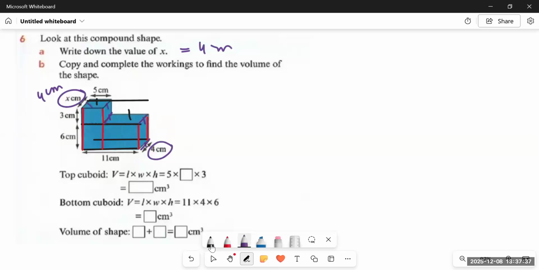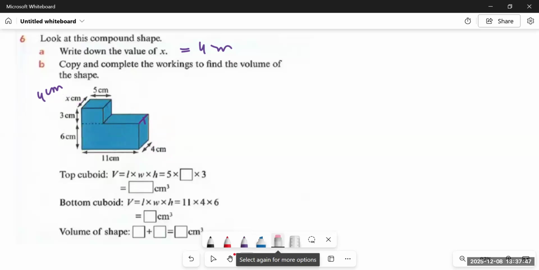After that, what do we have to do? We have to copy and complete the workings to find out the volume of the shape. It says top cuboid. Okay, let's start from the top cuboid. So this is the top cuboid. We have to find out the volume of the top cuboid.